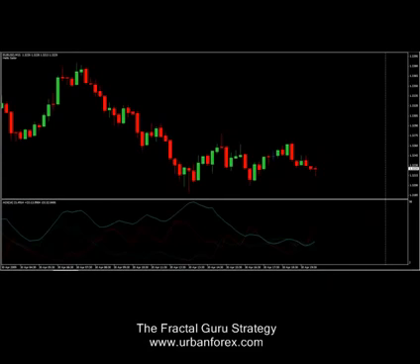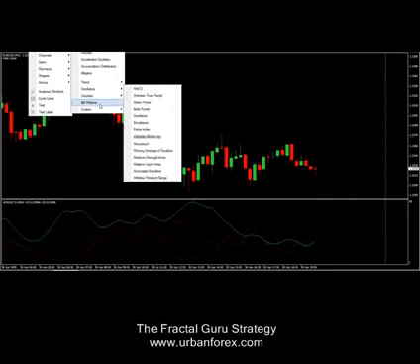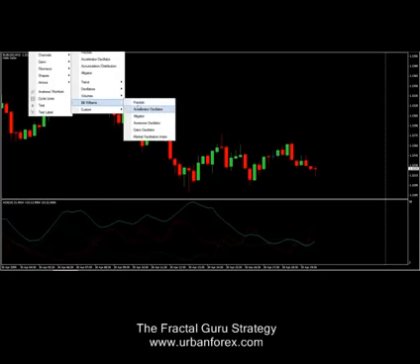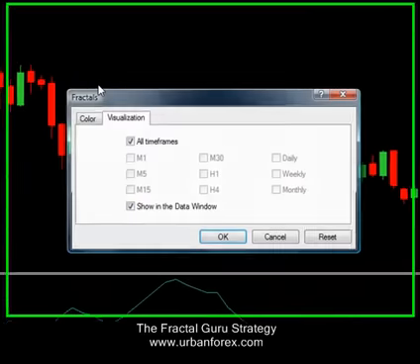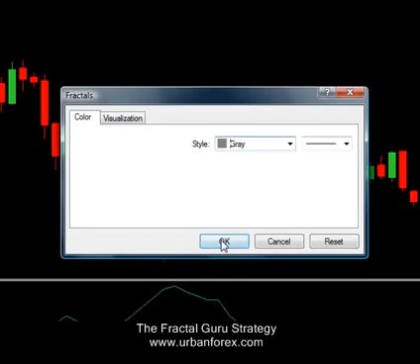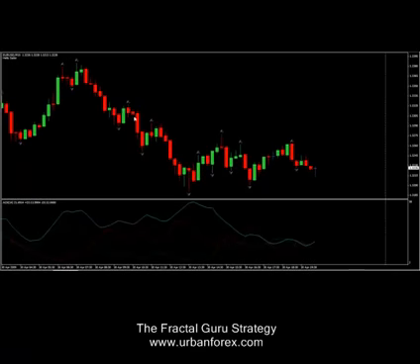I'm going to also click Insert, Indicators, go down to Bill Williams, and you'll see Fractals. And I'm going to click that. Everything's all at default levels. Click OK. And you'll see your fractals show up.